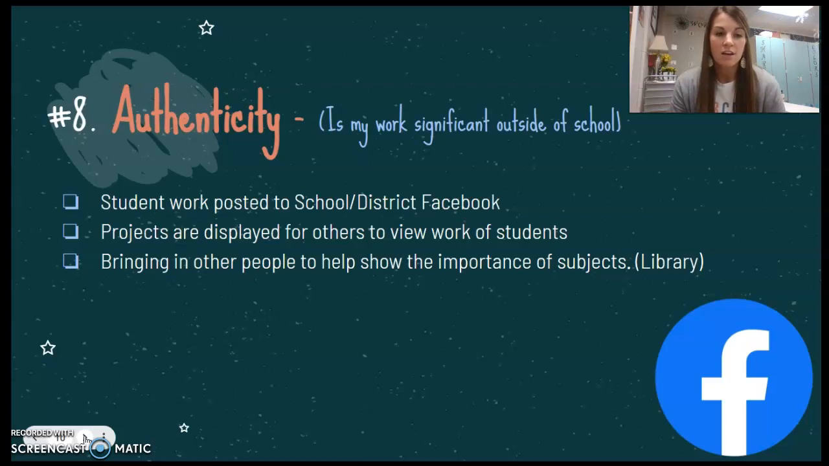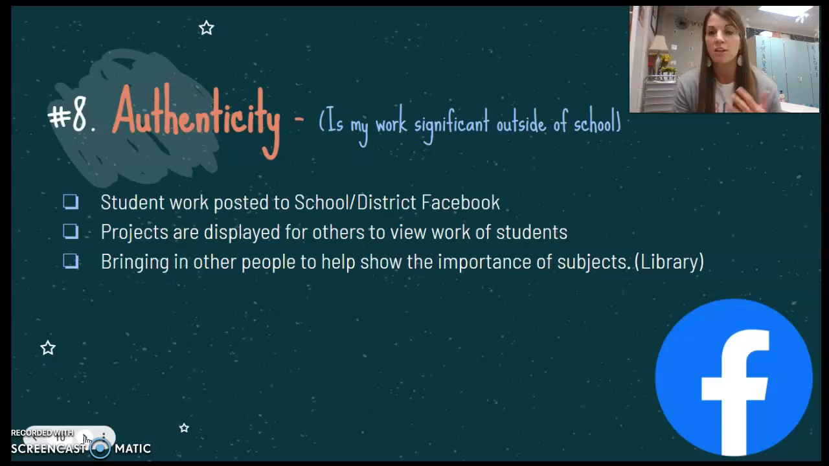Authenticity. Student work, it's kind of hard. We don't write papers. We don't enter a lot of contests like some of the other projects I have seen where they write essays and turn them in. Ours is mainly student work posted on our school or district Facebook. There might be projects displayed for others to view, for instance, in the hallway or in the classroom, we might keep some of the projects up for a little bit. And then bringing in other people to help show the importance of a subject.